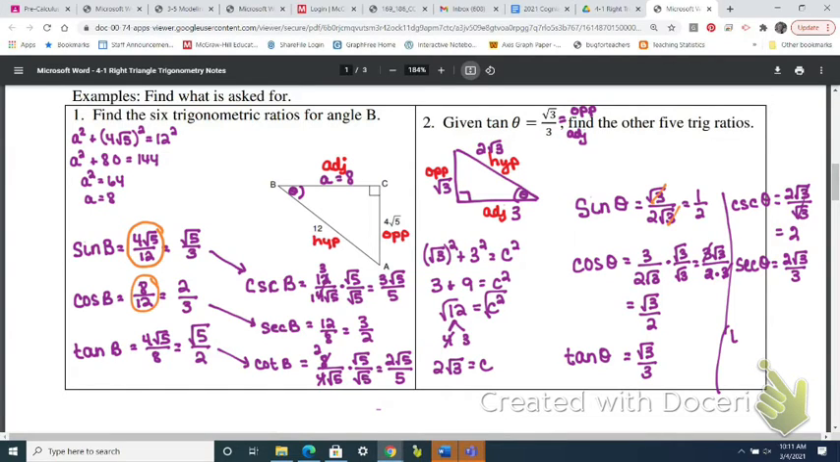And finally, my cotangent is 3 over the square root of 3, which means I need to rationalize. So I end up with 3 square roots of 3 over 3. Those cancel out. I just get square root of 3. So there are my 6 ratios. Now let's talk about solving.